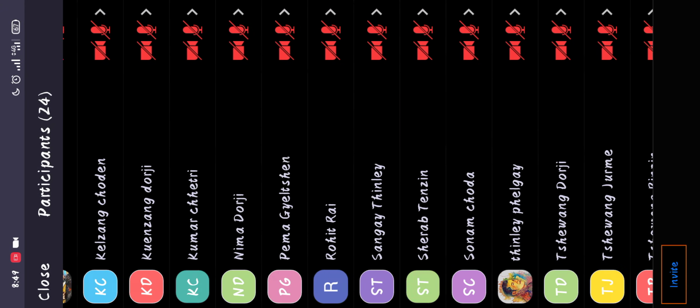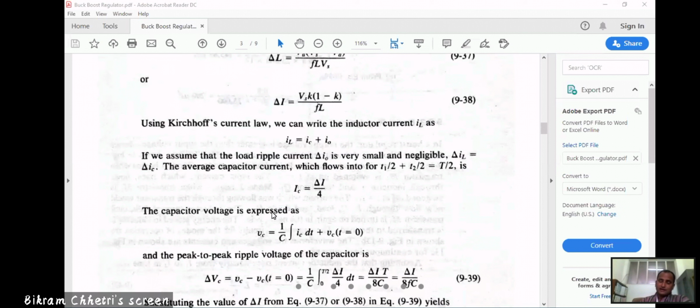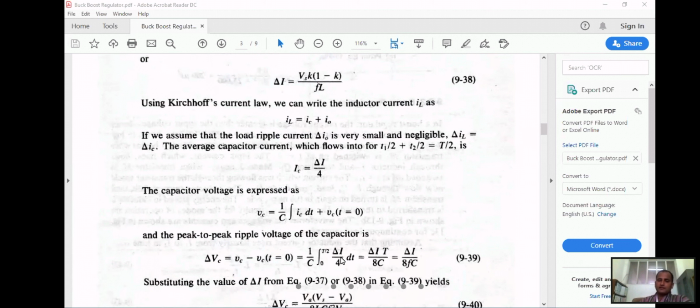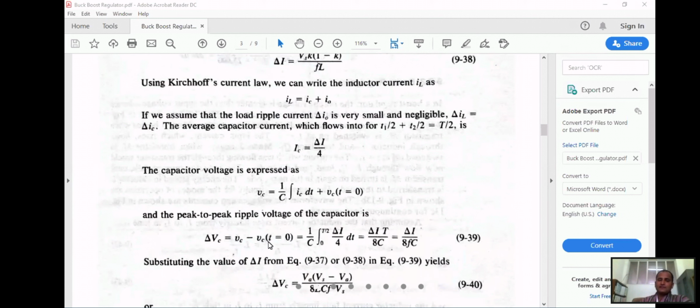Now the capacitor voltage can be expressed as follows. The capacitor voltage VC is 1 by C times the integral of IC with respect to dt, plus the capacitor voltage when t equals 0. So we can find the peak to peak ripple voltage of the capacitor. So del Vc is equal to Vc minus Vc when t is equal to 0.